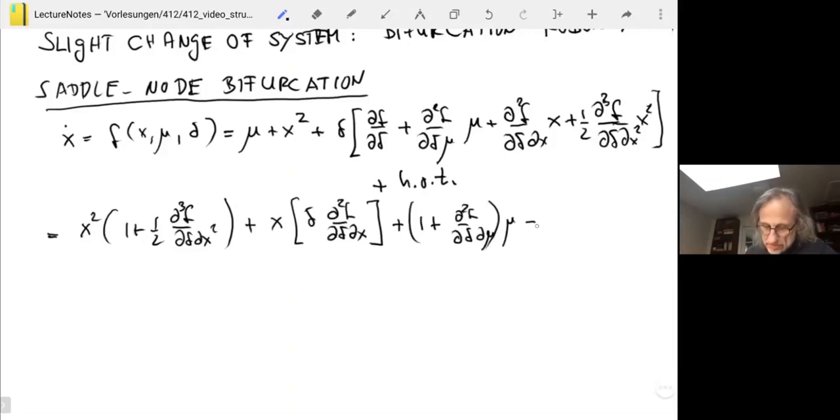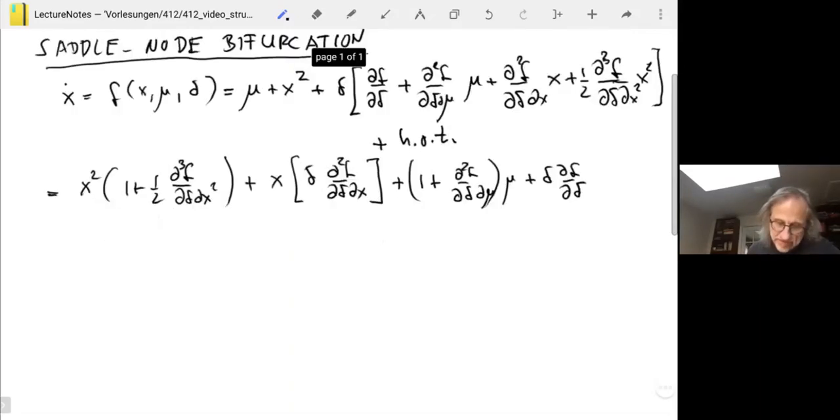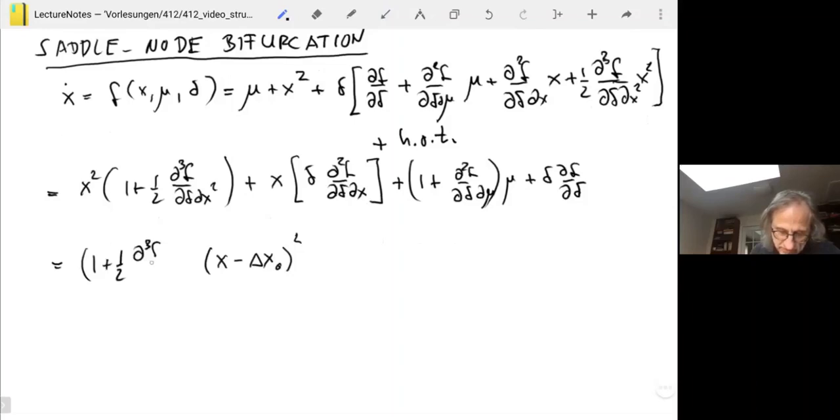And we still have the constant term, delta df by d delta. So here's a delta missing. We'd like to have this again in the form like the saddle-node bifurcation. So we want a quadratic term in the dependent variable and a linear term in some other, possibly other, control parameter. So let's see. We'd like to write it in this form, that we have x minus a delta x naught squared. That would shift the coordinate in x and would generate a quadratic term. And since we already have an x squared term, the term in front must be this cubic derivative.